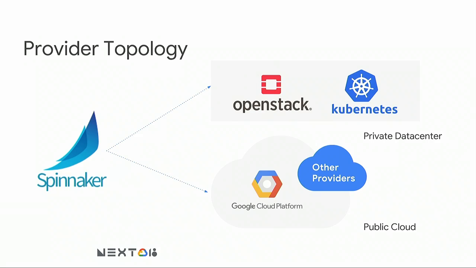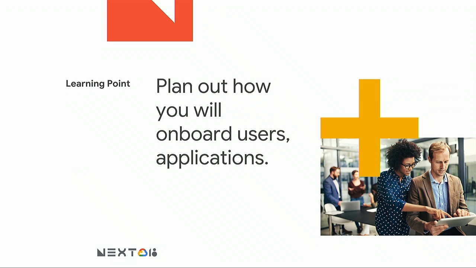So in the end, Target's topology looks something like this within our private data center and public cloud. We use OpenStack for VM deployments. We use Kubernetes in our data center. We use Google Cloud Platform out on the edge. We use other providers on top of that as well. So we're using quite a few of the components inside of Spinnaker at any given time.